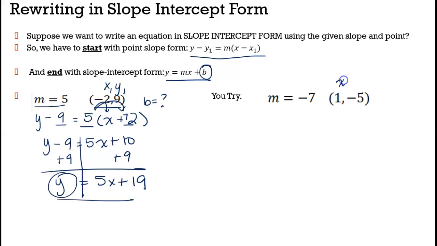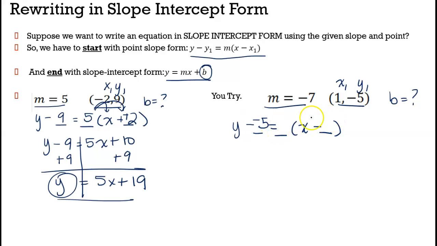Welcome back. You should have started by noticing that you have a slope and a point. You don't know your y-intercept, so there's no way we can jump straight to slope-intercept form. We have to start with point-slope form. We're going to fill in our blanks here. We have y minus the y value, which is negative 5, equals the slope times x minus the x value. We're going to do keep, change, change, and clean it up.